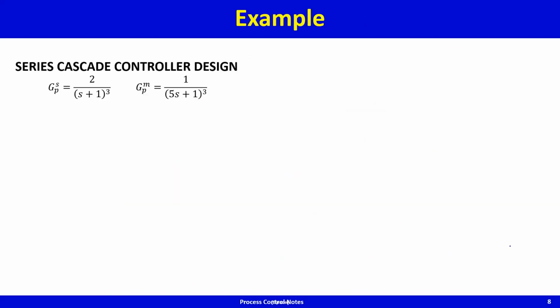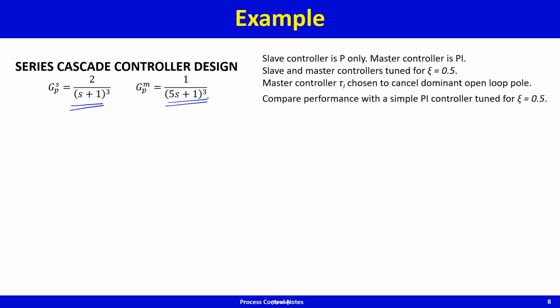Now let's do an example. Series cascade controller design. Okay, so we've got GPS, the slave transfer function, which is much faster than the master transfer function. So what I want to do is, slave controller is P only, master controller is PI. Slave and master controllers are tuned for a closed loop damping coefficient of 0.5. Master controller tau I is chosen to cancel the dominant open loop pole. Compare performance with a simple PI controller tuned for, again, closed loop damping coefficient of 0.5. That's what we want to do.